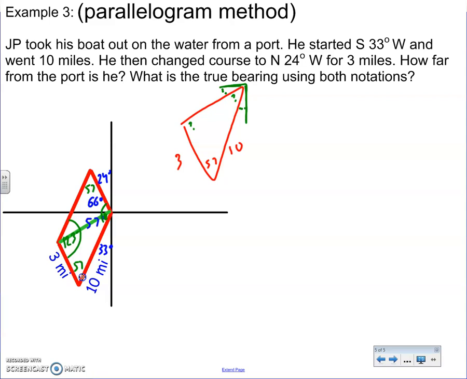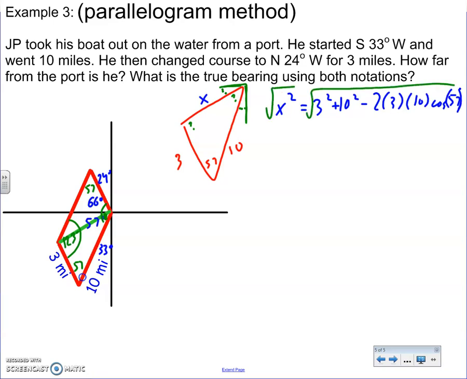All right, so we're going to do the law of cosines because we don't have a side and everything. This is x. So x squared equals 3 squared plus 10 squared minus 2 times 3 times 10 times cosine of 57. Here we have to use a calculator. I will square root both sides though, so I can do it all in one step. I will get 8.7 miles. All right. So we found this number.